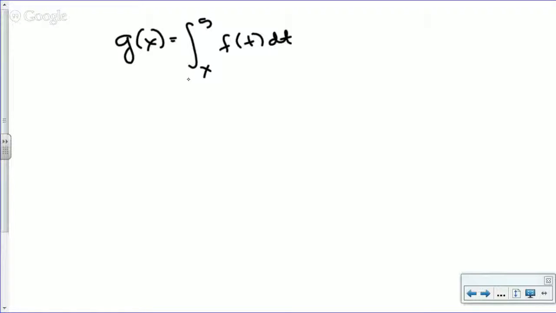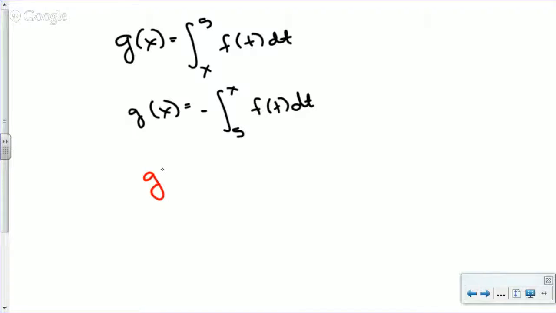Notice that for the second fundamental theorem of calculus, my constant was on the bottom and my variable was on top, wasn't it? Okay, so why don't we go ahead and rewrite g of x? If I flip the limits of integration, I just need to put a negative there, right? So negative integral from 5 to x of f of t dt. And now our integral looks more like how we need it for the second fundamental theorem of calculus. And this negative will just come along for the ride.